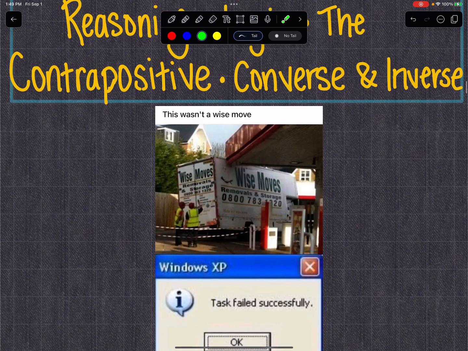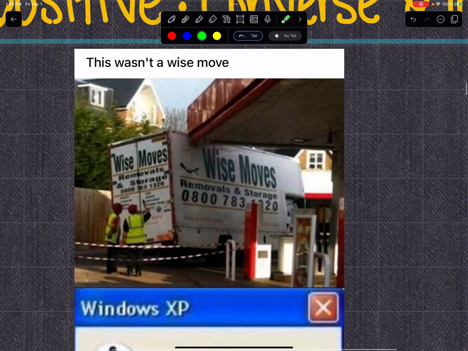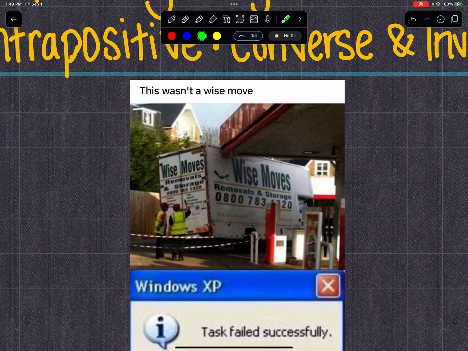We're going to try and be wise as we do this. Look at that. Do you think that was a wise move? Probably not the wisest thing they ever did, huh?